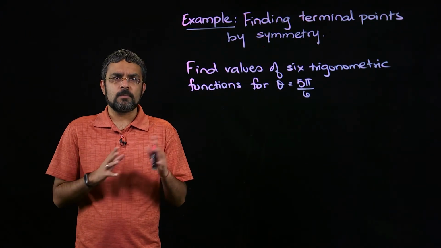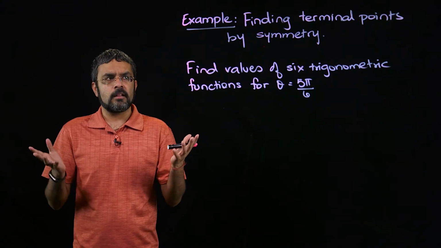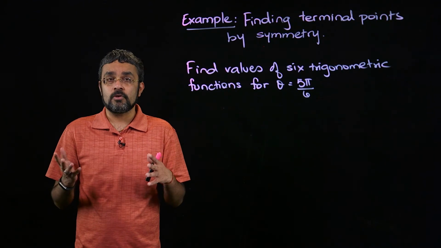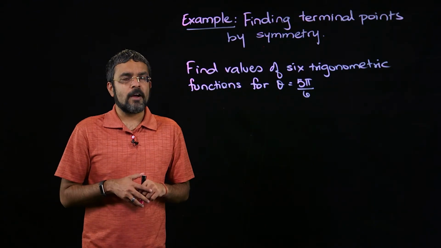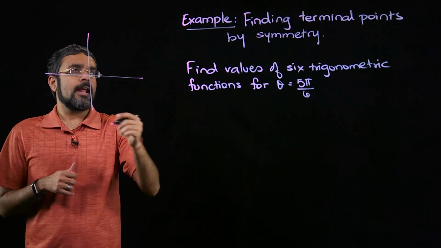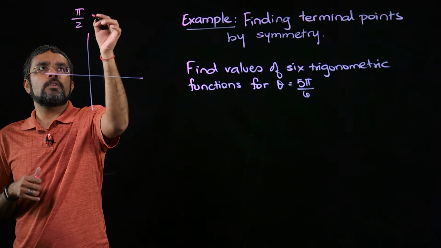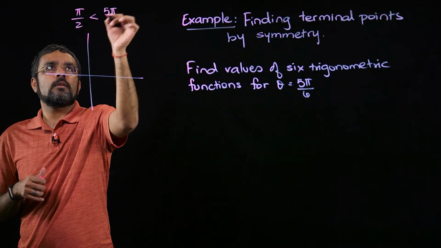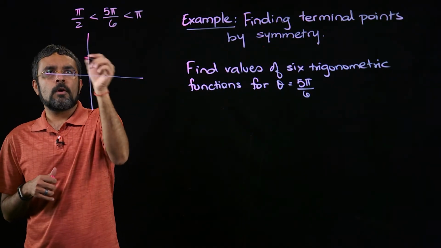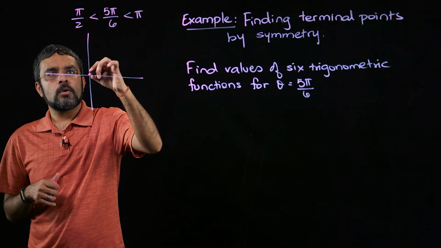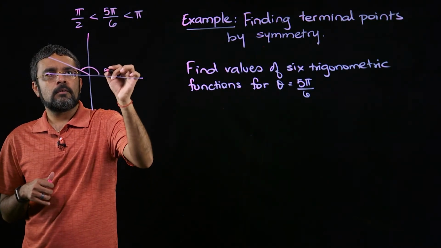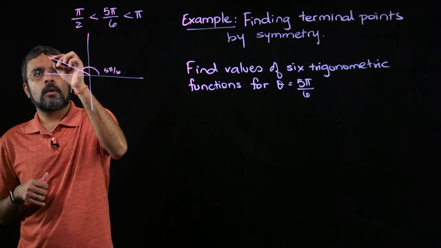What we're going to do now is take a small example and see what if I had a different angle that was not one of the common values, right? How could I find trigonometric functions using symmetry? So think about your angle 5 pi over 6, okay? If you think about 5 pi over 6, that angle is between pi over 2 and pi, which puts it in the second quadrant, right? Because I'm opening my angle counterclockwise. So your angle 5 pi over 6 is roughly going to be about here, right? So this is your angle 5 pi over 6, okay?